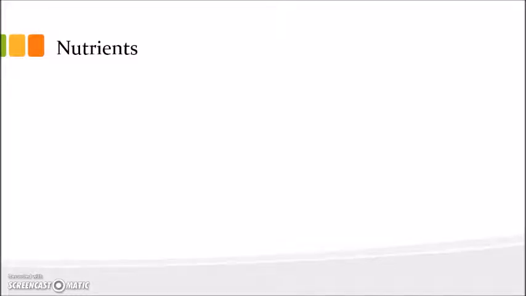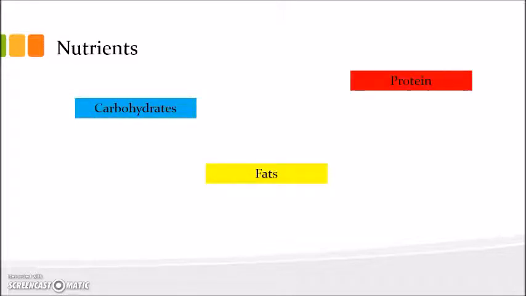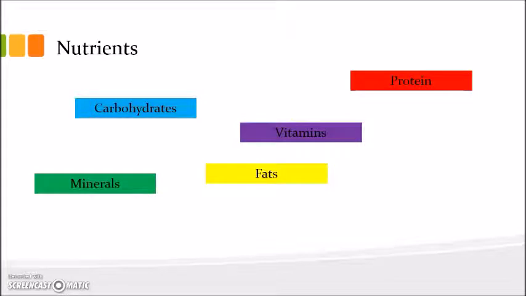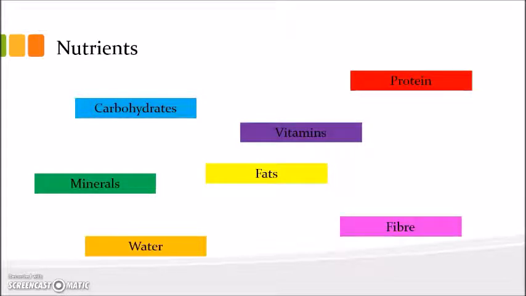So we have 7 key nutrients in the body which I'm going to discuss for you today. We've got carbohydrates, fats, protein, vitamins, minerals, fiber, and water. And I'm going to talk about the role of the different nutrients, the different functions that they do, where you can get food sources, and how you implement them into your diet.